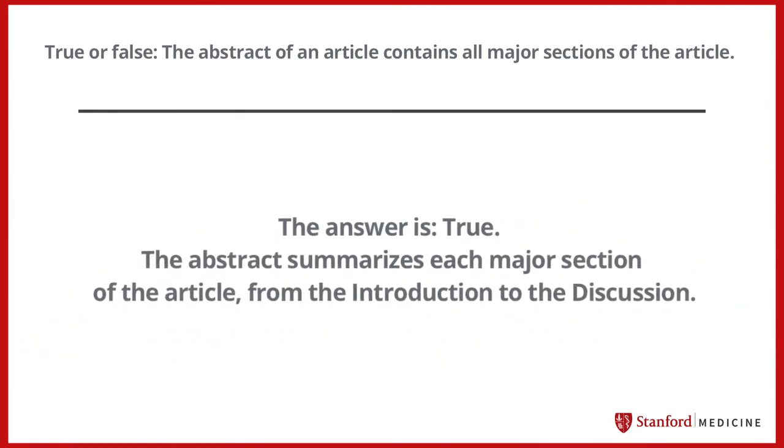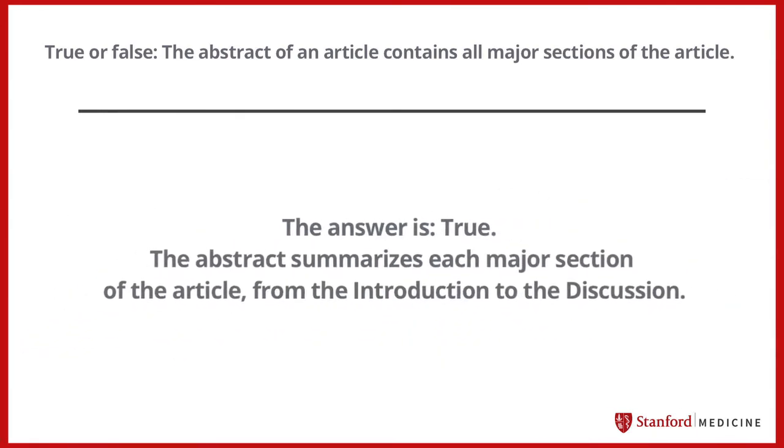True or false? The abstract of an article contains all major sections of the article. The answer is true. The abstract summarizes each major section of the article from the introduction to the discussion.